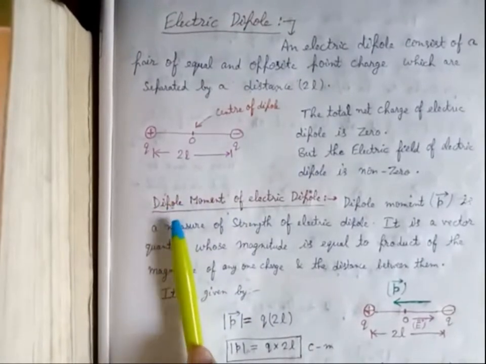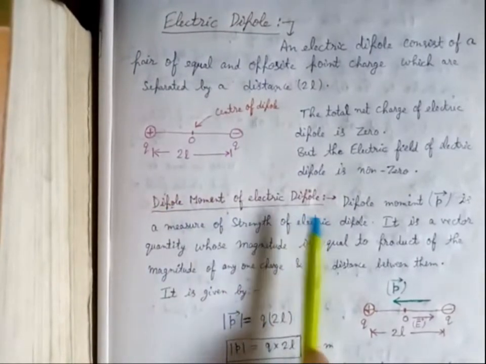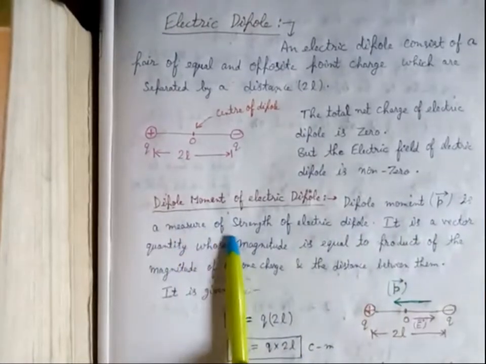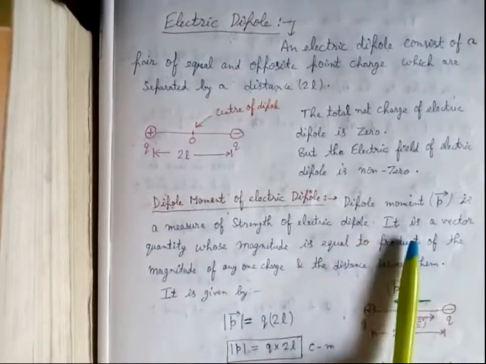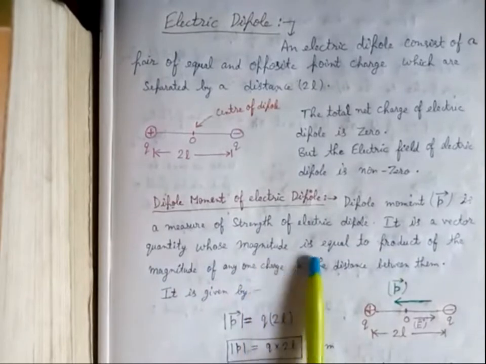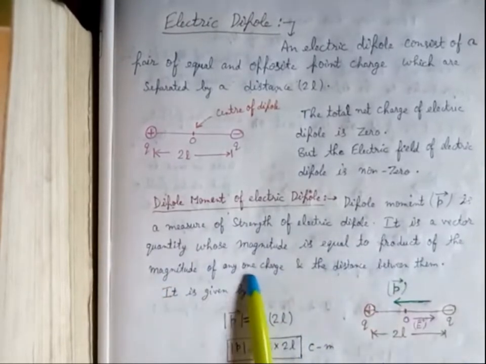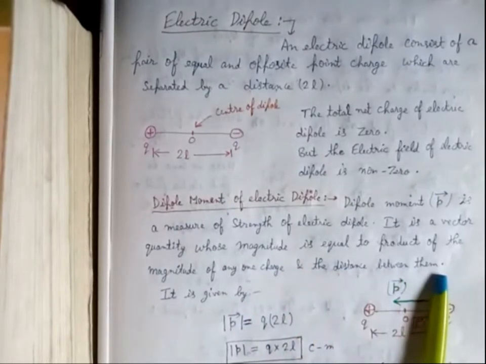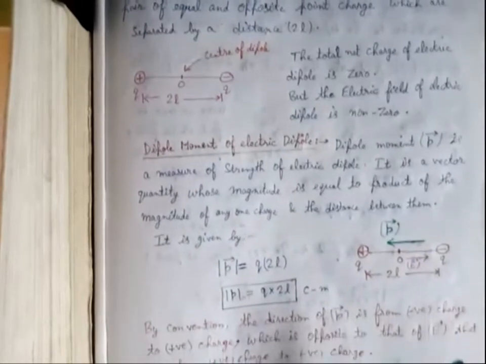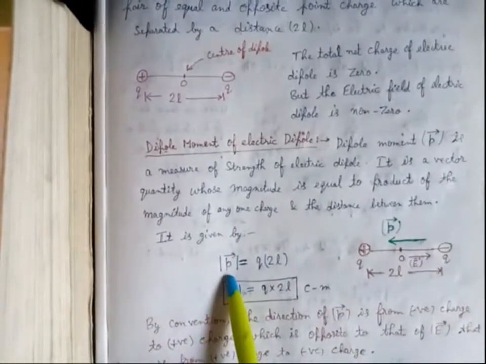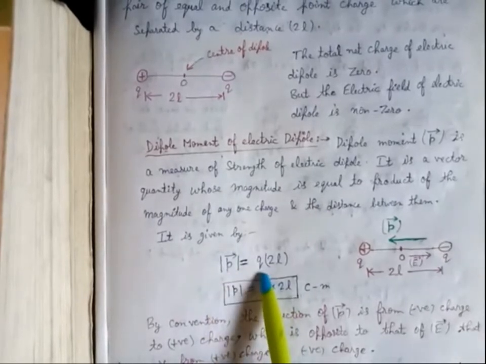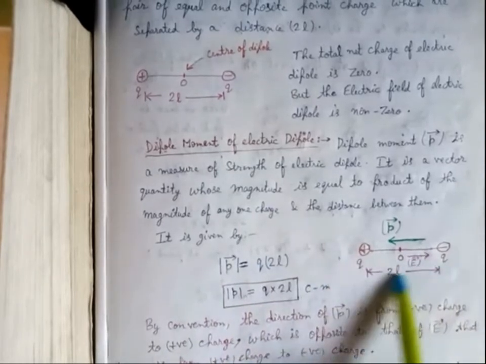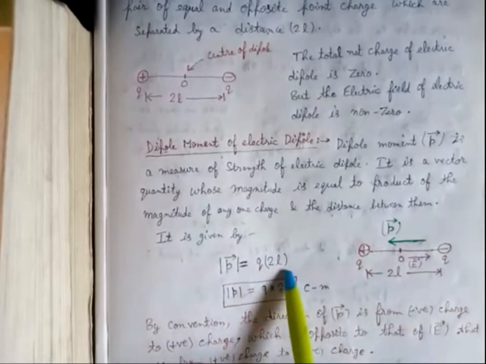Now next point is the dipole moment of the electric dipole. Dipole moment, that is represented by P vector, is a measure of strength of electric dipole. It is a vector quantity whose magnitude is equal to the product of magnitude of any one charge and the distance between them. So mathematically, P vector is equal to Q, any of the charge of the dipole, into the distance of separation between the two charges, that is Q into 2L.